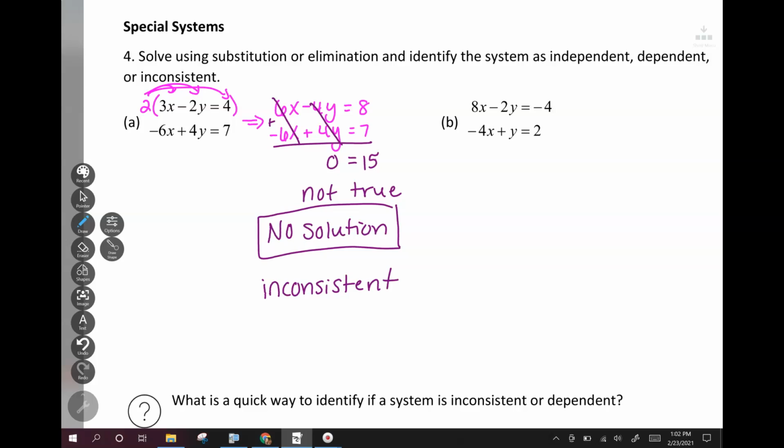When we have parallel lines, we have no solution. That is considered an inconsistent system.